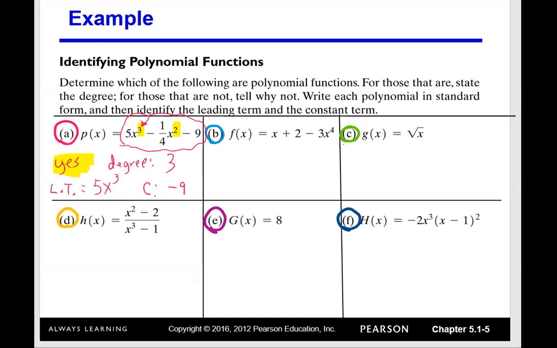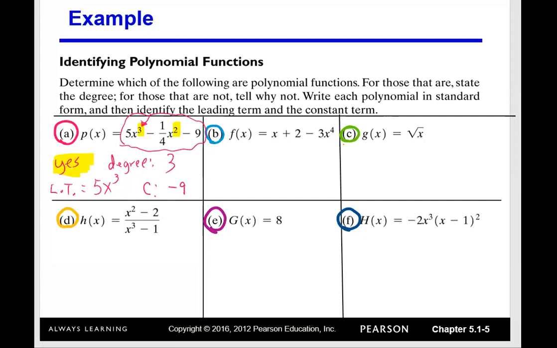The constant would be the number that does not have a variable with it. And so they don't call him a coefficient. He's not a coefficient. My coefficients are the 5 and the -1/4. Those are the numbers that are in front of the letters x cubed and x squared. But since -9 does not have a letter, he's always -9. He constantly remains a -9 until you combine him with something. All right, so then we go to part B.